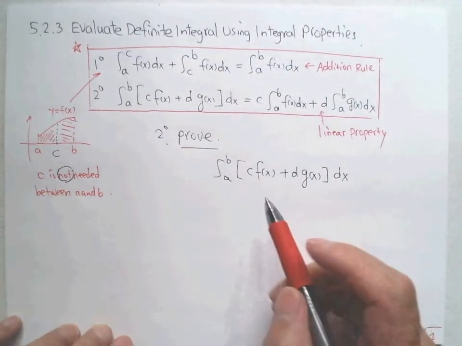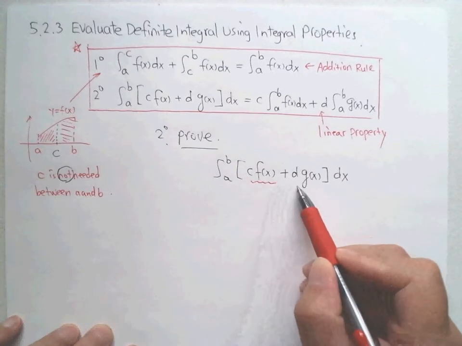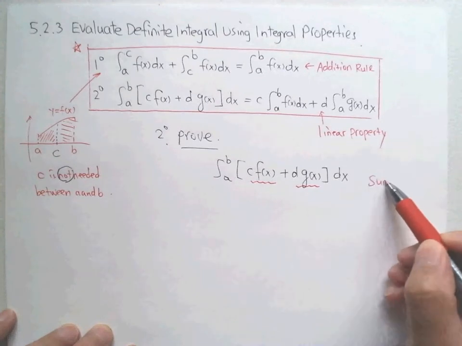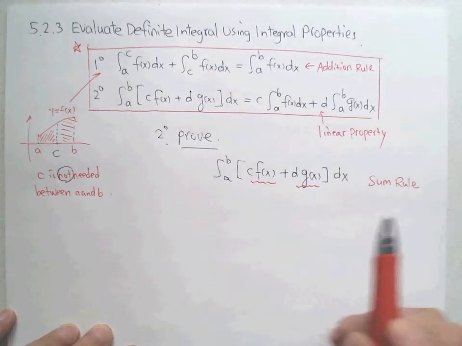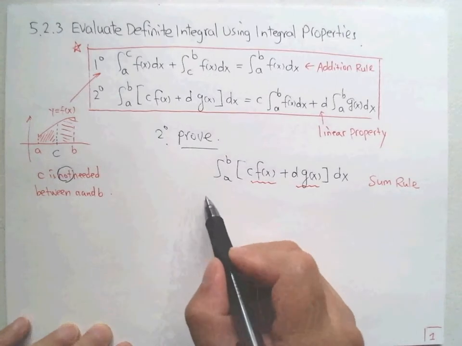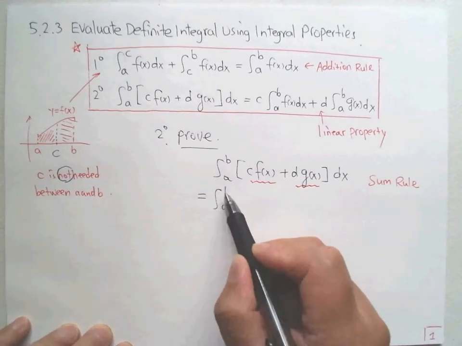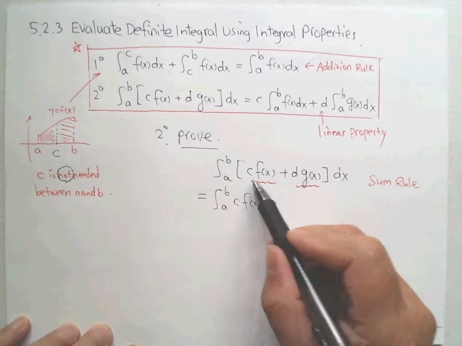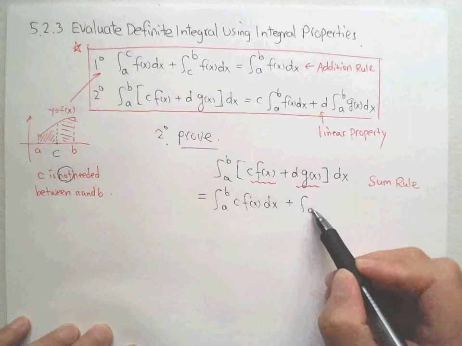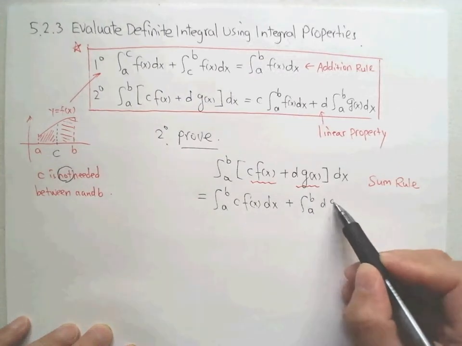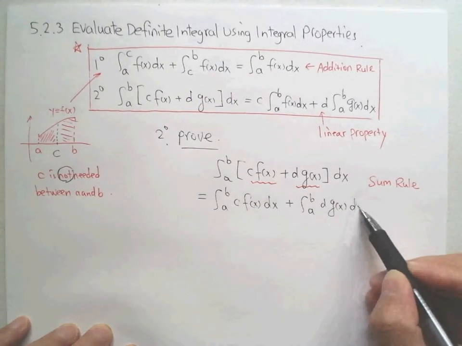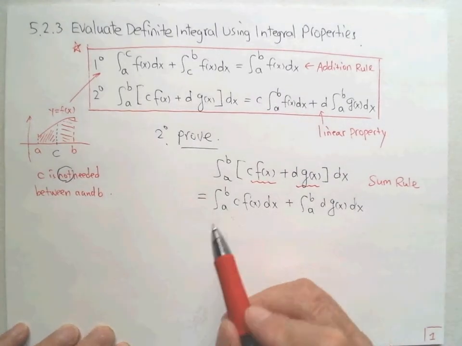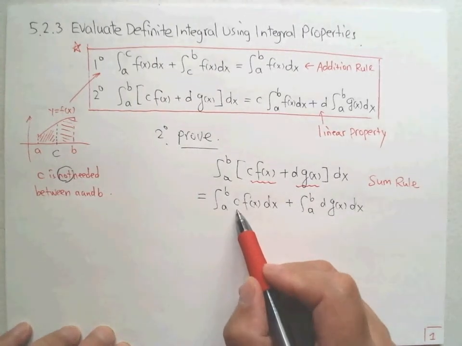So what are we going to do? This is a function. This is another function. We can use the sum rule, right? This is exactly the sum rule we showed before. Using the sum rule, what we get is the integral from A to B of c times f(x) dx, the first part, plus the integral from A to B of d times g(x) dx. These two have the same pattern.